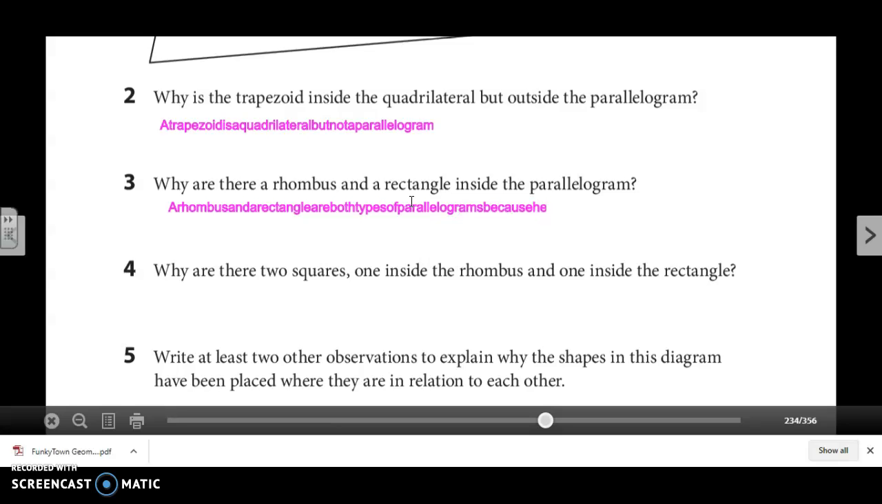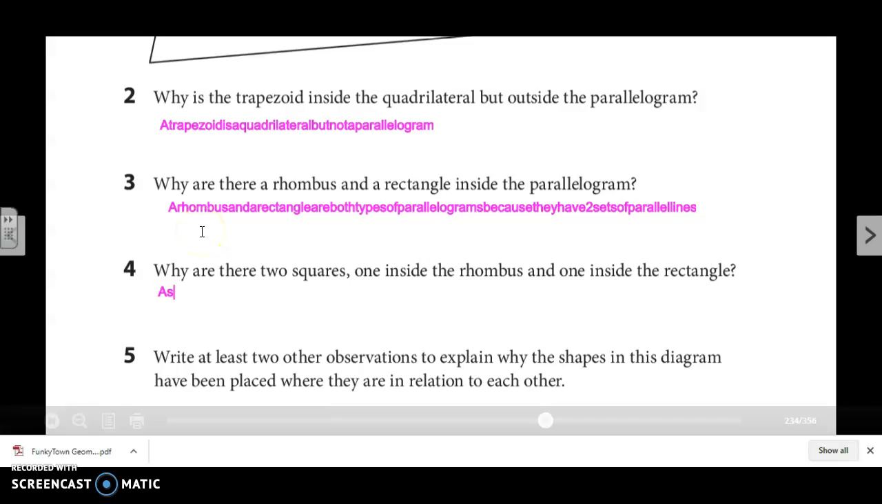Because they have 2 sets of parallel lines. I feel like I'm hashtagging without any spaces in between my words. Hopefully you understand that. So a rhombus and a rectangle are inside the parallelogram because they both have 2 sets of parallel lines. Number 4, why are there 2 squares, one inside the rhombus and one inside the rectangle?